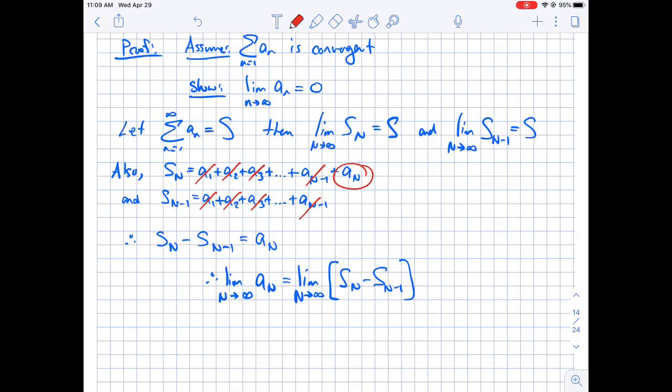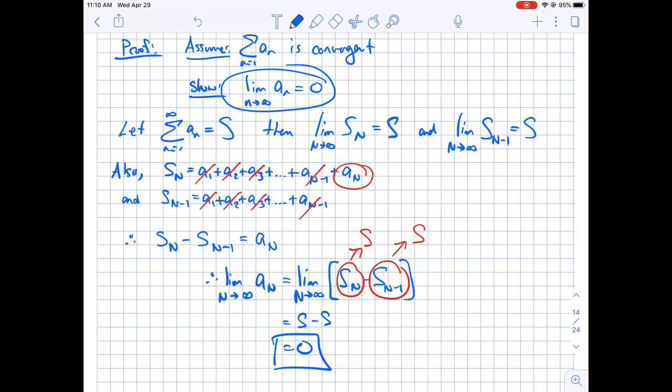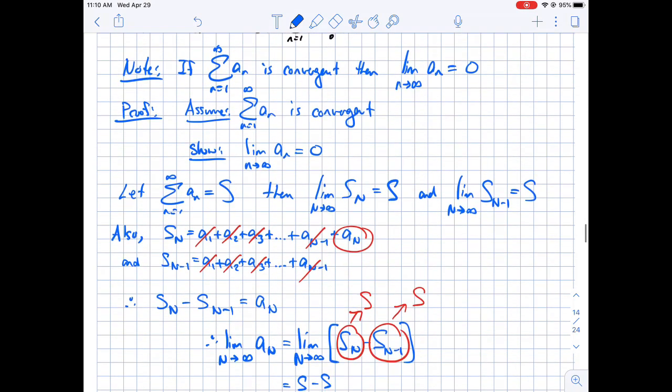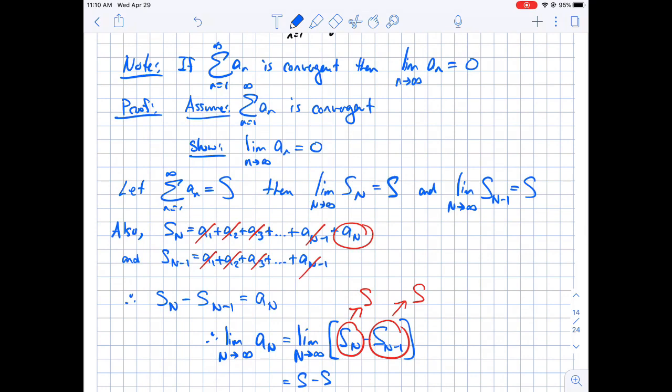Where's this going? What we get is that s sub n is going to s, and s sub n minus 1 is also approaching s. So what we end up with is s minus s, which is 0. And that's exactly what we wanted to show here. We needed to show that the actual terms being added up have to get infinitely small if our series originally was convergent. So that's the proof of this statement: if our series is convergent, it must be that the limit of a sub n approaches 0.